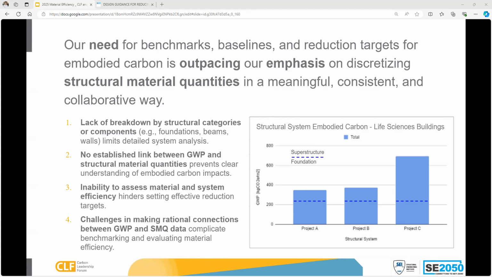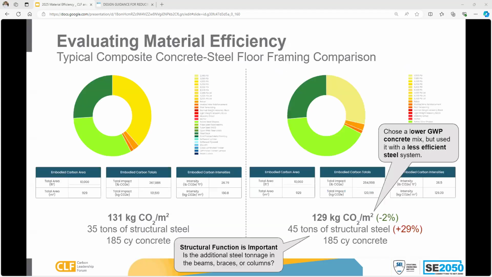And I think the next slide, Fraser, highlights this. This is an example of looking at material efficiency. This is using our ecom tool, which is one of the great resources that Fraser is pointing you to on our website. And this is designing a typical composite concrete steel floor framing system, so that would be materials of steel, concrete, and concrete reinforcement. On the left, it has an embodied carbon of about 130 kilograms of CO2 per square meter. And that's using 35 tons of steel and 185 cubic yards of concrete.